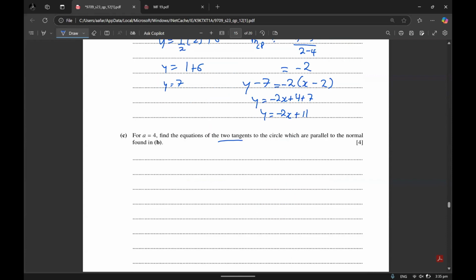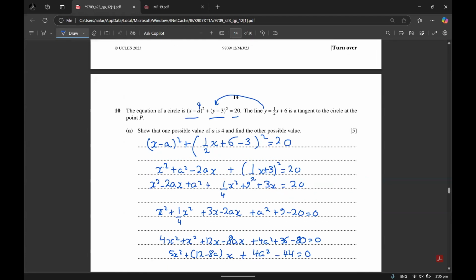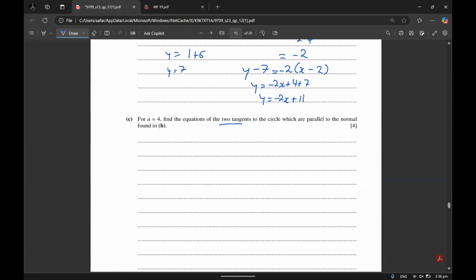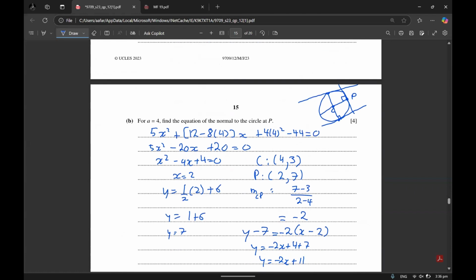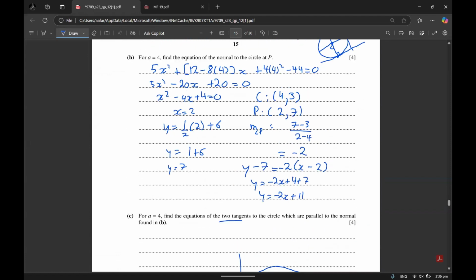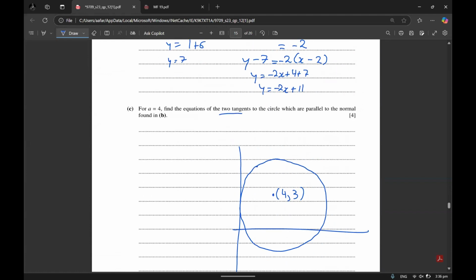Yeah. So it's best if we draw the actual circle. This is the equation of the circle, x minus 4, y minus 3. So the circle has center at 4 and 3, right? And it has a radius of root 20. So let's say this is a circle. And the point P is 2 and 7. Let's say this is the point.